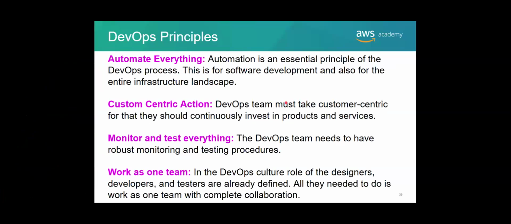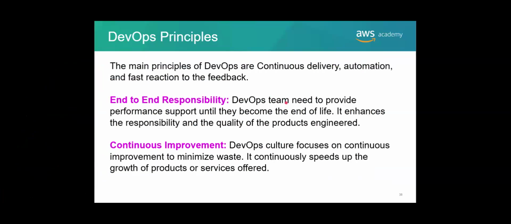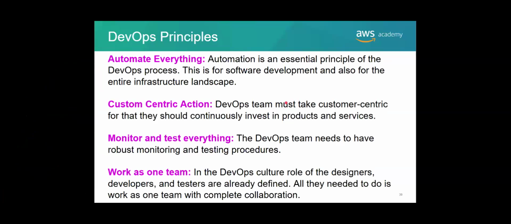So we have done one and two: end-to-end responsibility and continuous improvement. Next one, automate everything. As I just told you, automation is the main part of the principles of the DevOps process itself. So here the software development and also the entire infrastructure landscape we try to automate. For infrastructure automation, we will be learning about Terraform.